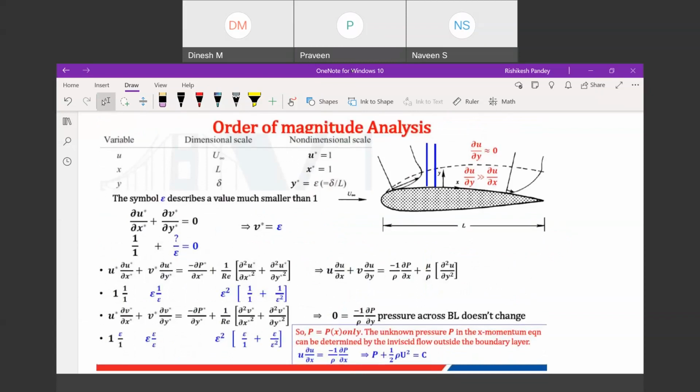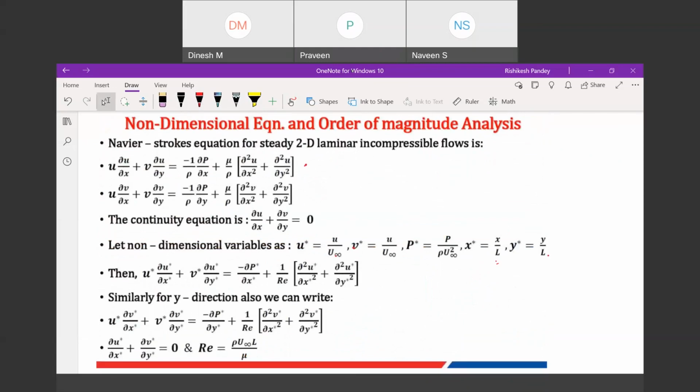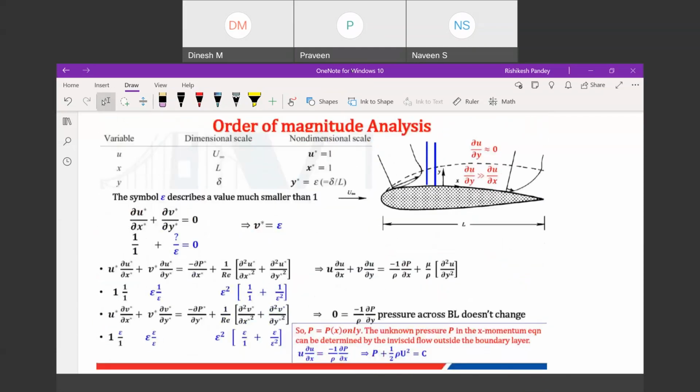Now in order of magnitude analysis, what we do is we check which terms are not comparable or which are very small. So you see, which is having a higher value, we can give it 1, and which is having a very low value, we can give it as epsilon.